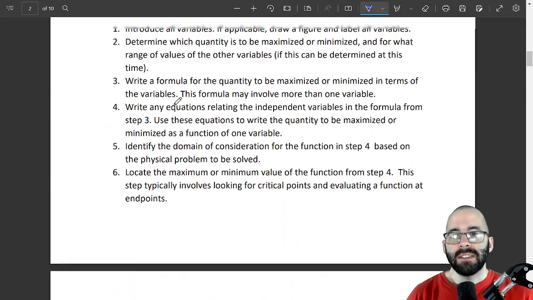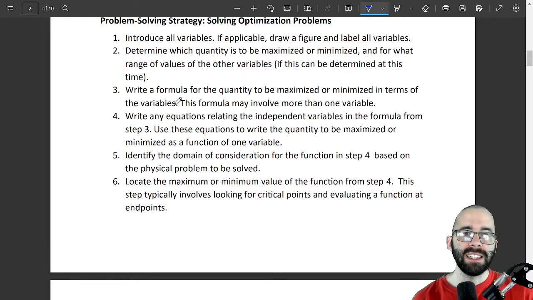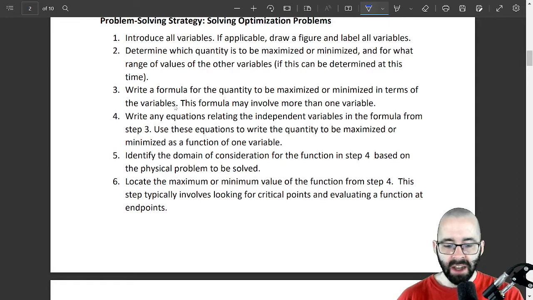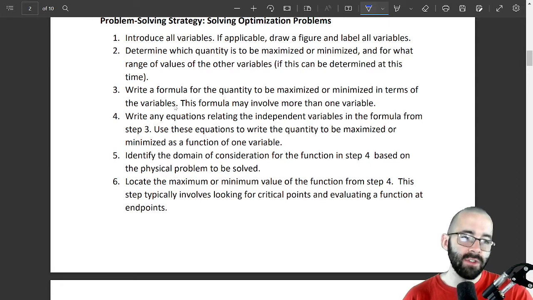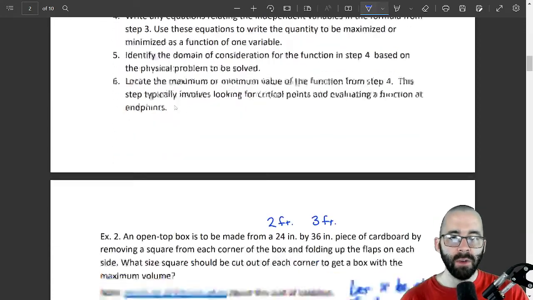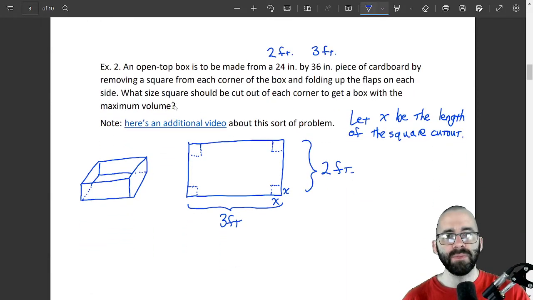All right, step 2, determine which quantity is to be maximized or minimized, and for what range. Oh, we're not there yet. I'll write that down. Which quantity is to be maximized or minimized, and what range of values of the other variables. This is essentially asking for a function and the domain, just not getting that formal yet. What are we maxing or minning? And what are the range of our other variables?